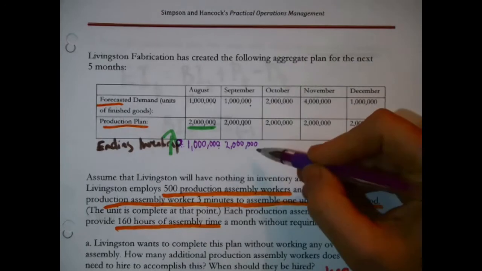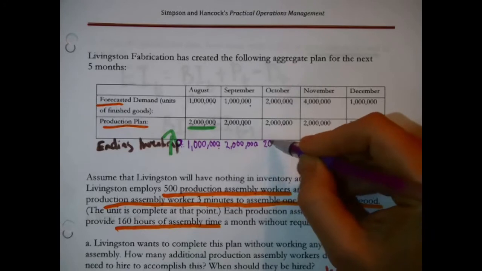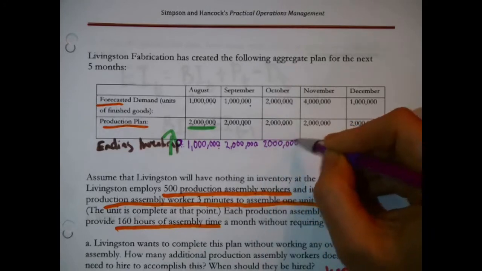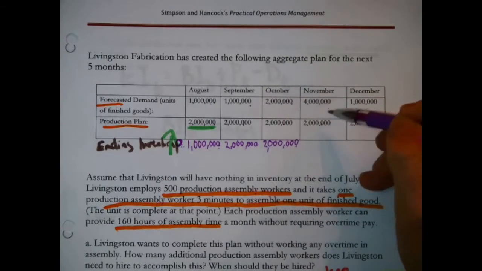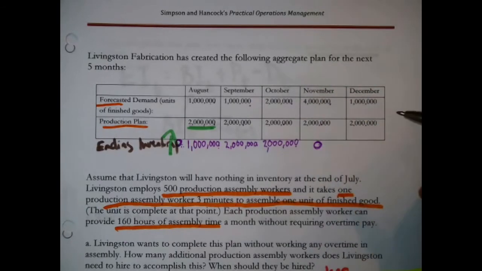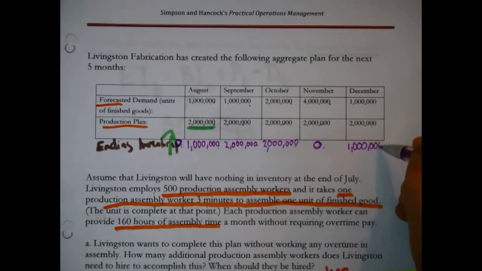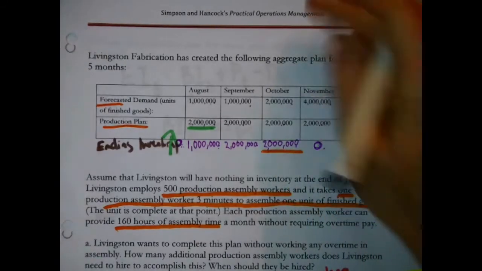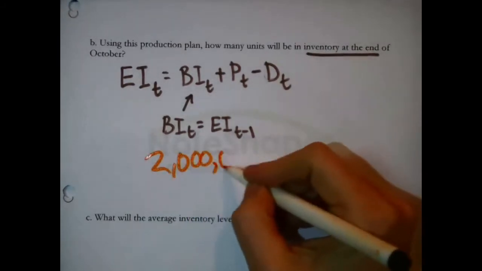Then October, start with 2 million, make another 2 million, ship out 2 million. You have 2 million left in inventory again, which actually was the answer to that question, but let's keep going. November, 2 million plus 2 million minus 4 million. It's a big shipping month. November knocks the inventory down to nothing. And then December, start with nothing, 0, plus 2 million, minus 1 million, end December with 1 million in inventory. Now that question had asked the ending inventory for October, and there is our answer right there: 2 million.